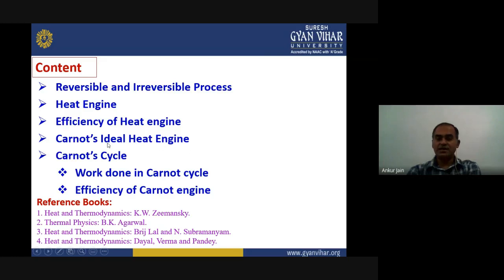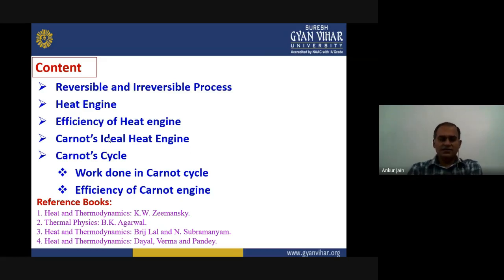Here it is ideal because this is a theoretical concept only. Actually, in principle it can be possible, but in practical life it is not possible to design this kind of ideal heat engine. So the efficiency is always less than 100. There is always a loss of heat. But according to Carnot, in this theoretical engine, there should be no loss of heat, no loss of energy.